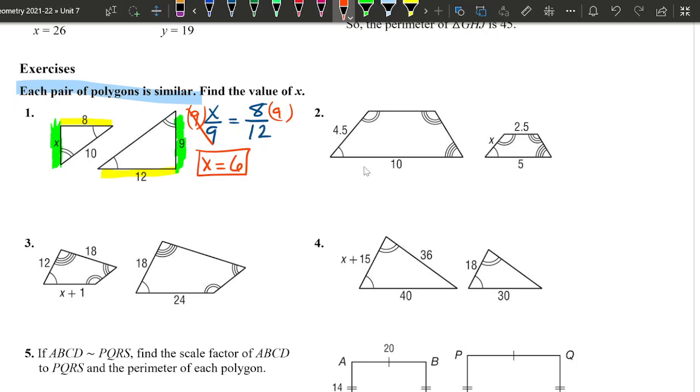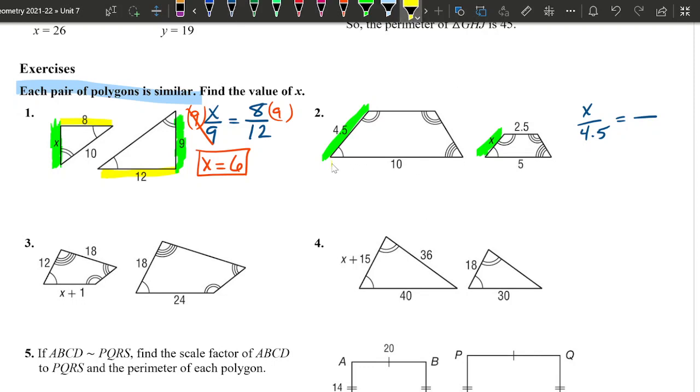Okay, number 2. I already know that these are similar trapezoids, and I want to solve for x. So first find x, because you got to use that piece. There it is. And these are facing the same direction with the matching parts and the same angles, so that makes it very easy to figure out which ones you're going to use. So I'm going to use that for my first ratio. X over 4.5 is going to be equal to another ratio.